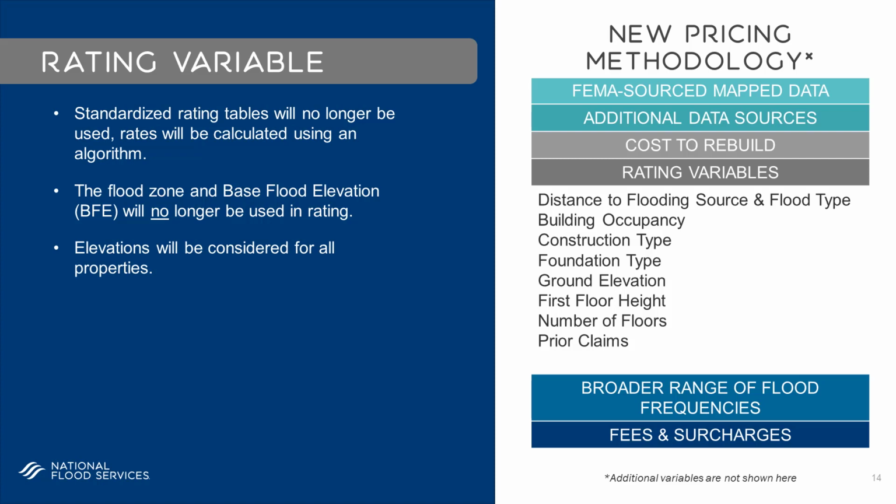Under the new pricing methodology, the rating tables that are currently being used will no longer be used to determine the rate. The standard rating tables, like the ones we are used to seeing and working with, will no longer be used. Instead, the system will incorporate these variables. The rating variables will be used in an algorithm and will actually calculate a premium based on each and every one of those factors. What we want you to take away is that not only is the cost to rebuild a factor, but also additional factors such as the distance to flooding source, the flood type, building occupancy, construction type, foundation type, ground elevation, first floor height, the number of floors, and prior claims.